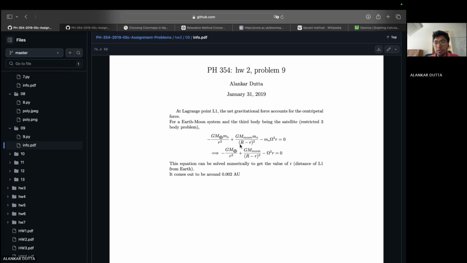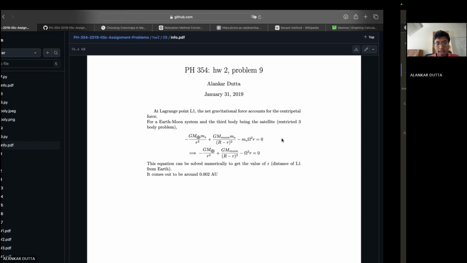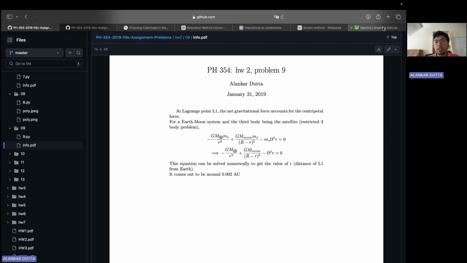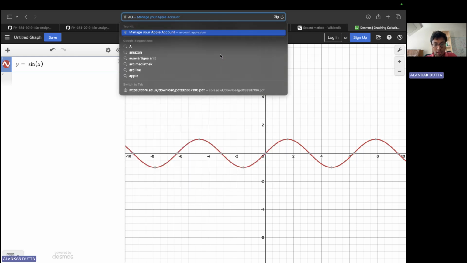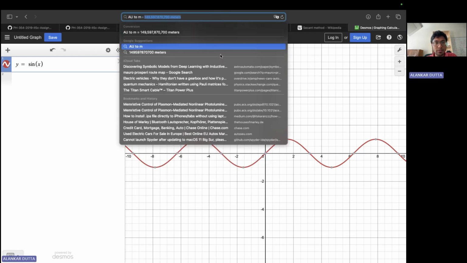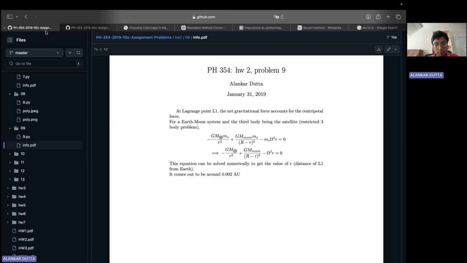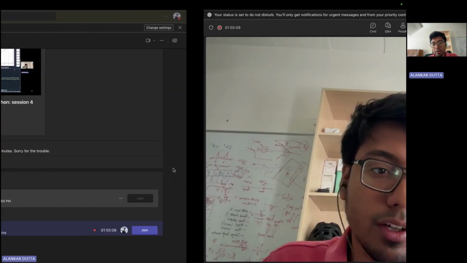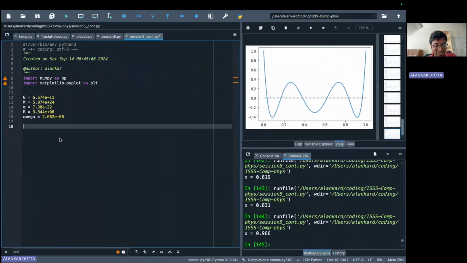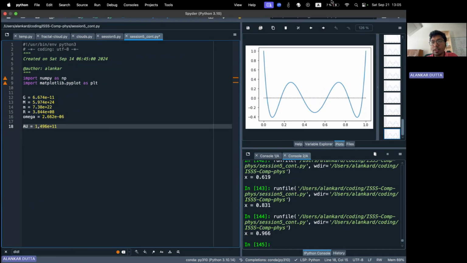So let's do this. And I think the natural unit for all these distances is AU, or astronomical unit. So let's see, AU to meters is this one. It just becomes easier if you use natural units where quantities are order one. It's numerically better, and the computer will thank you for doing something like that. Okay, something like this.